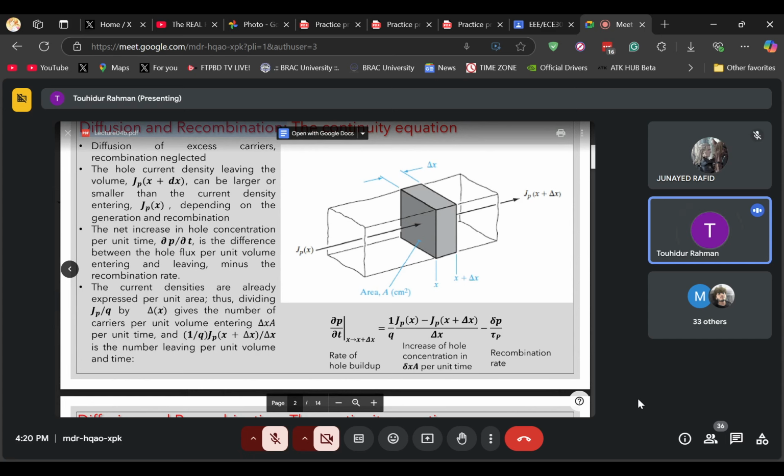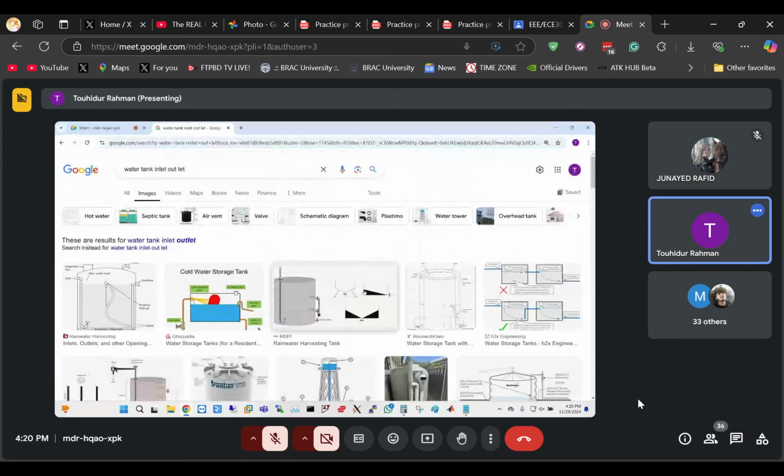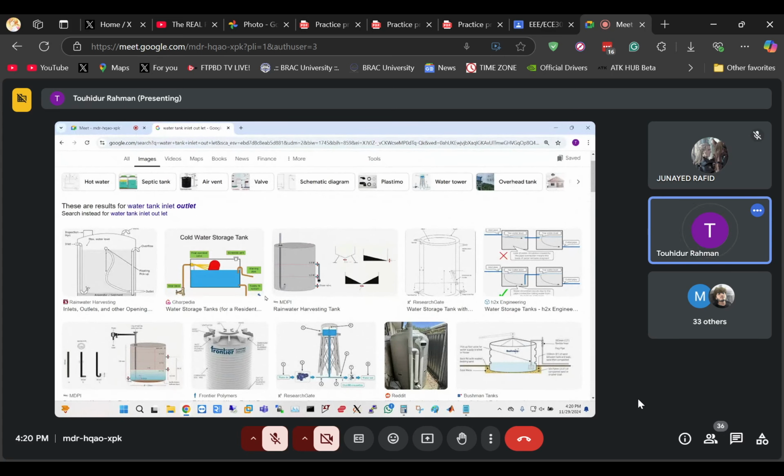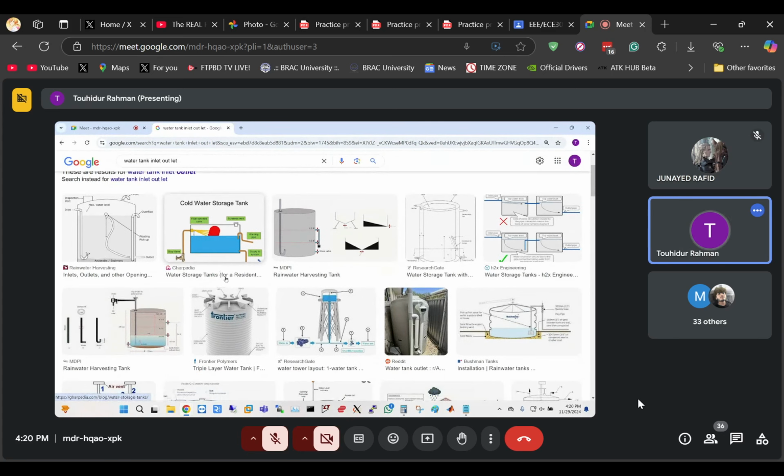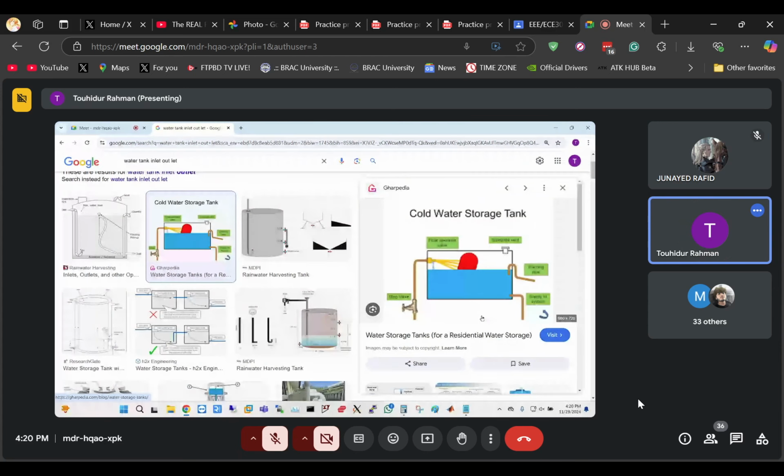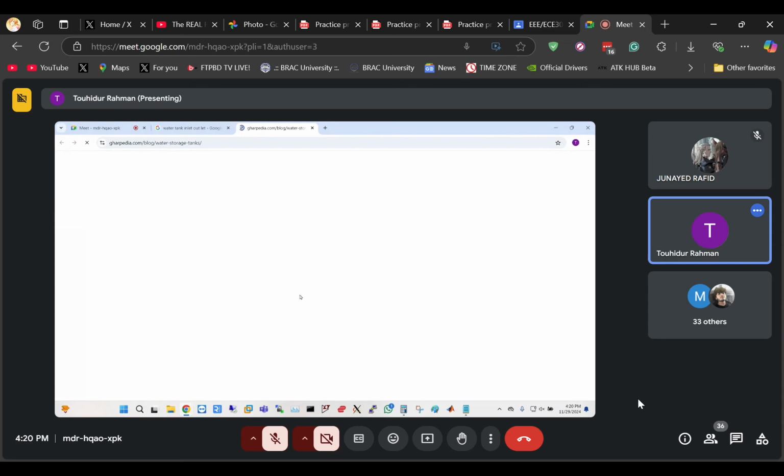Give me a second. Again, I always try to provide a visual example. So let's say, I don't know which one is appropriate, but let's see. Maybe this one is appropriate. I don't know, I've never seen this one.